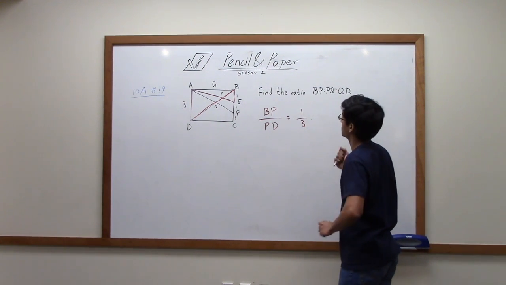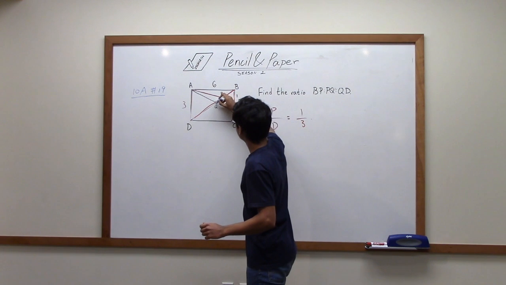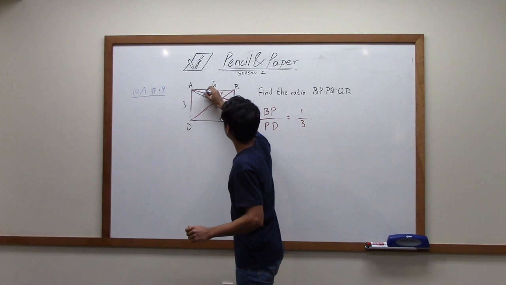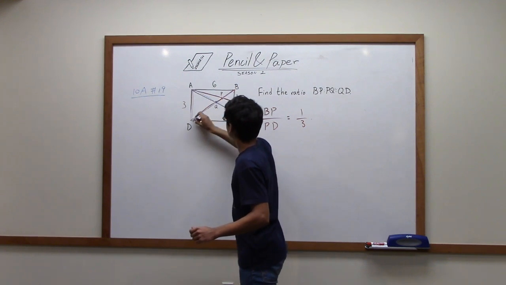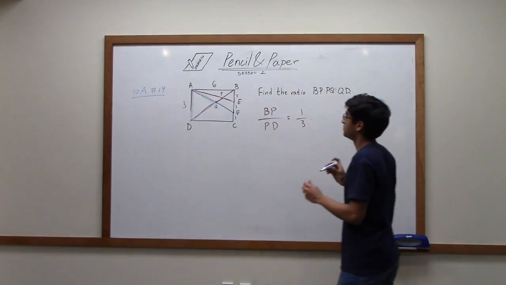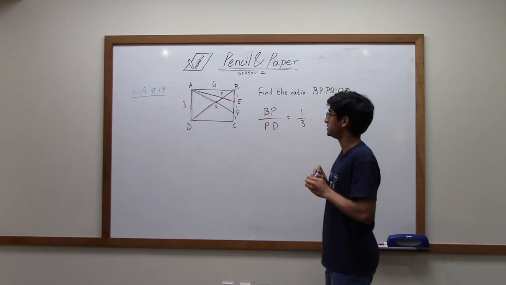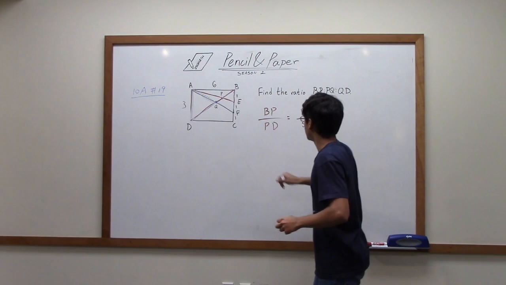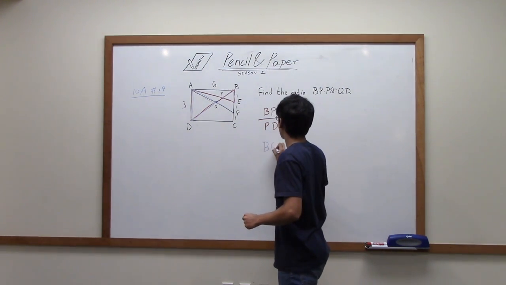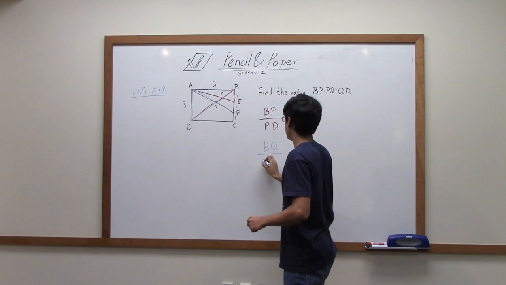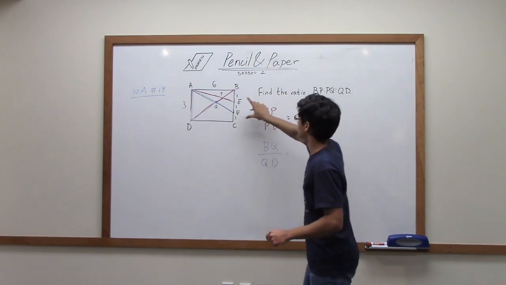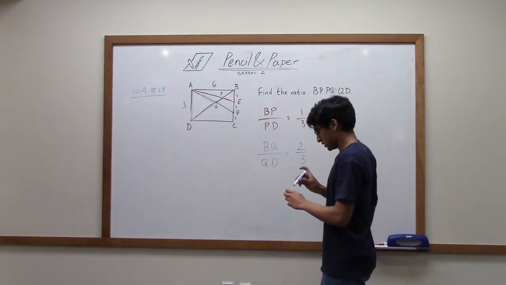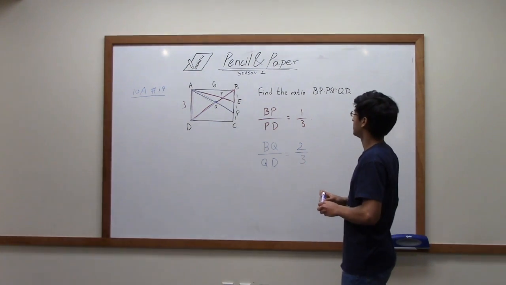All right, so now let's look at the next one. So we'll look at these two triangles, BQF and DQA. And they're also going to be similar. So we can calculate that BQ over QD is just this side to this side, which is 2/3. So now we just need to combine all of these to get our final ratio.